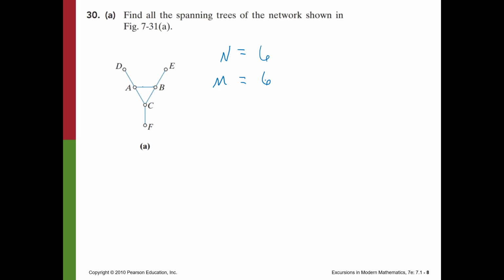So when you're looking to see what edges can I get rid of, you're going to get rid of edges that form a circuit. And so there is one circuit right here, A, C, B, A. And so you can see that removing any one of those three edges will get you a tree.